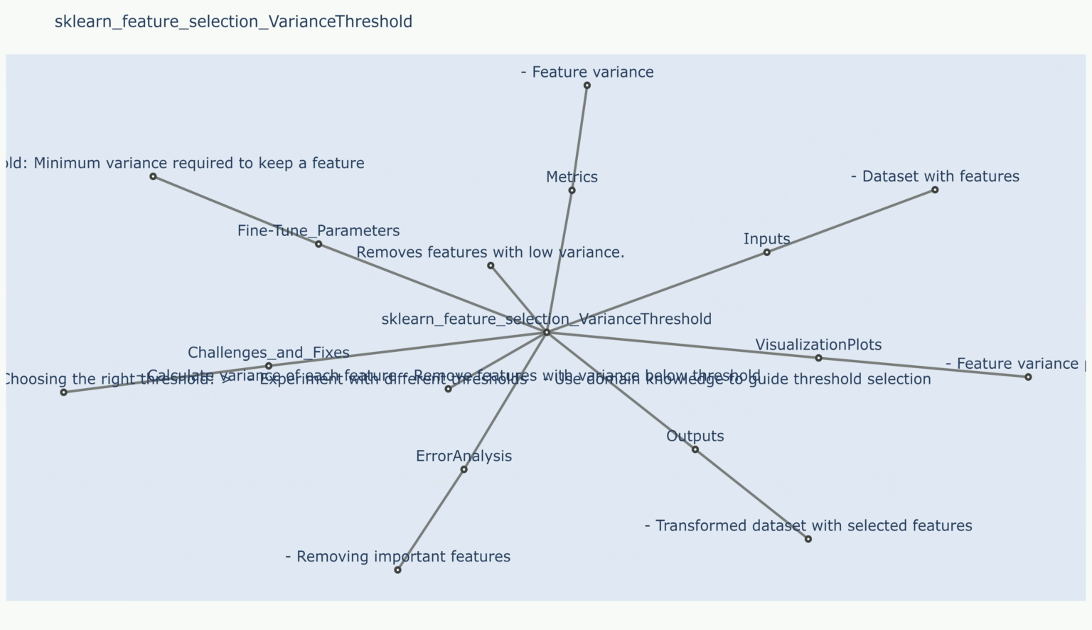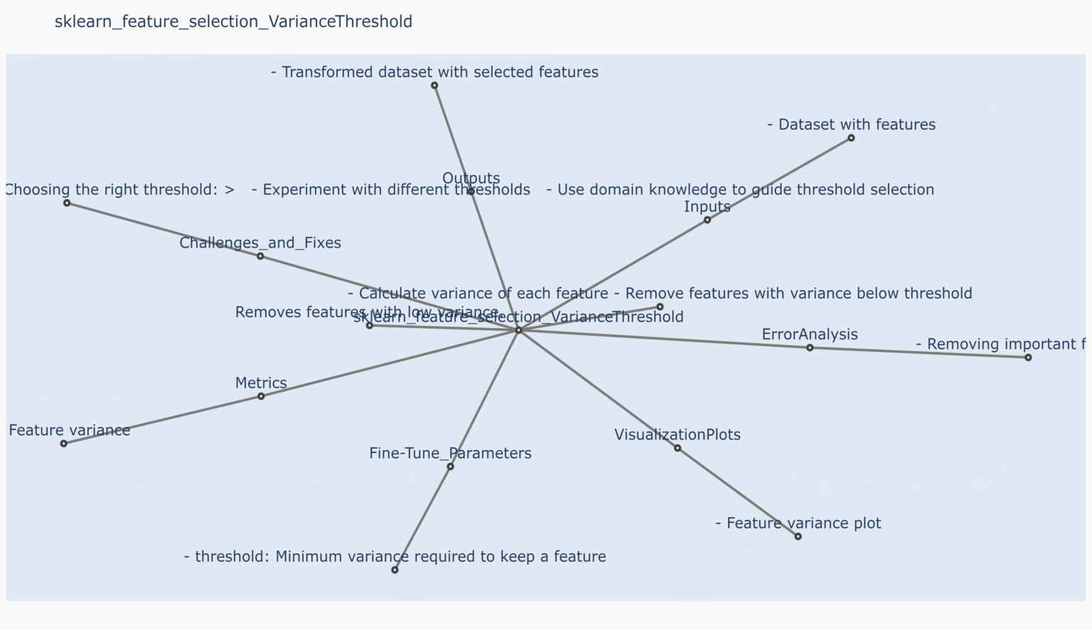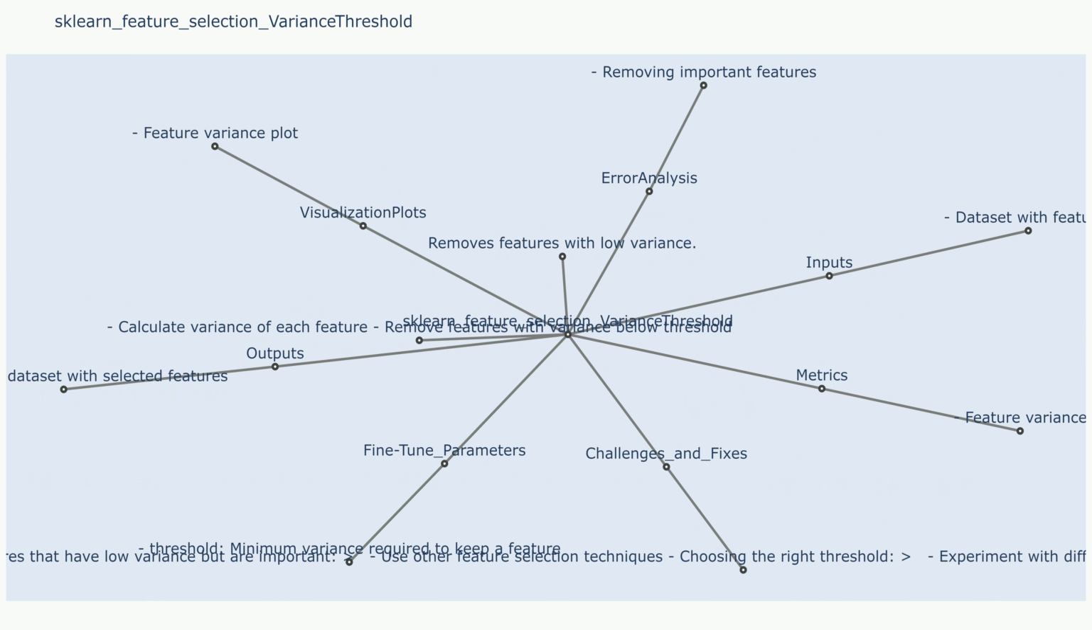Steps. Calculate the variance of each feature in the input data. Compare the variance of each feature to the provided threshold. Remove features whose variance is below the threshold. Metrics. Variance measures how much the values of a feature vary from its mean. Feature importance. Indirectly, a higher variance can suggest higher feature importance.